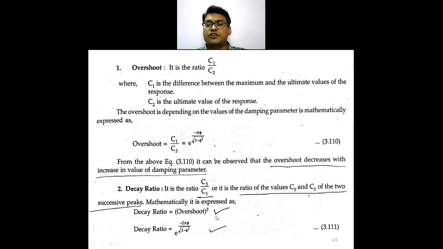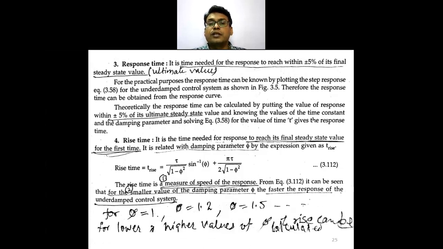And this decay ratio is defined as the overshoot square. This decay ratio is equal to the overshoot square, and overshoot is equal to e raised to minus pi phi upon root of 1 minus phi square. So the decay ratio becomes the overshoot square.